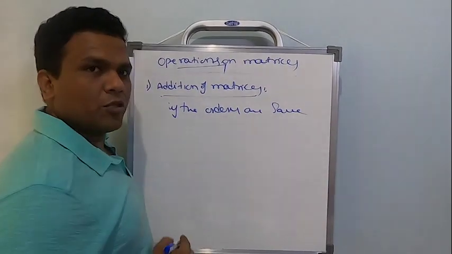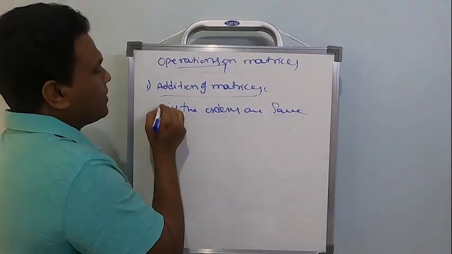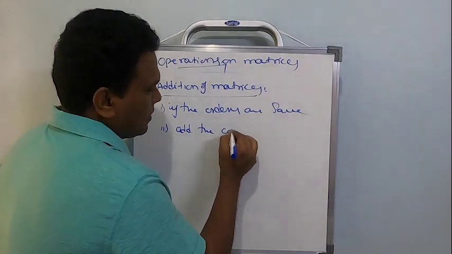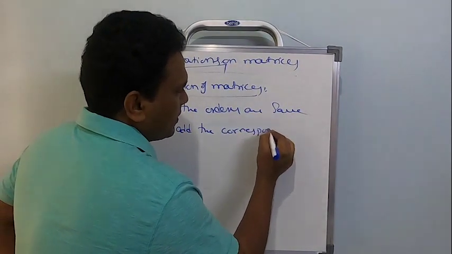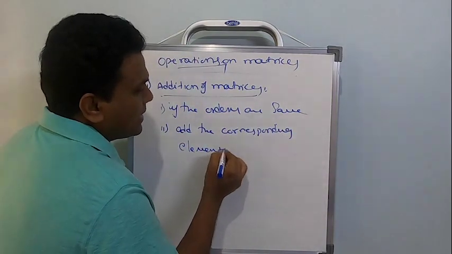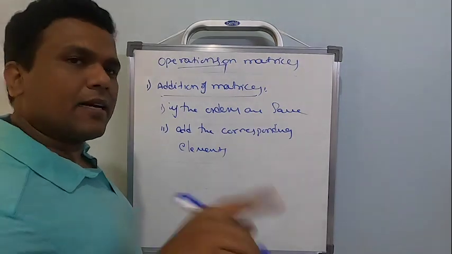So first thing should be, order should be same. Then how to add it actually? Add the corresponding elements. Matrix addition is obtained by adding the corresponding elements.